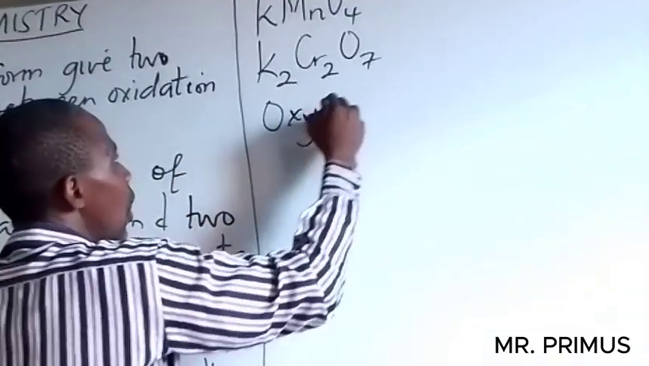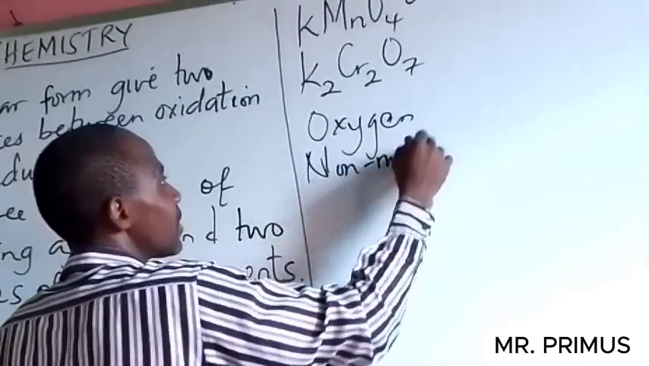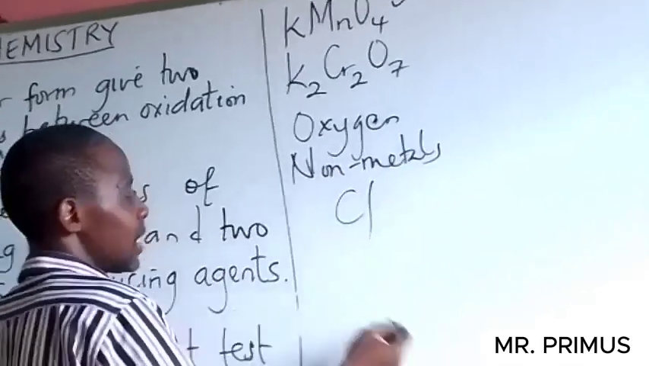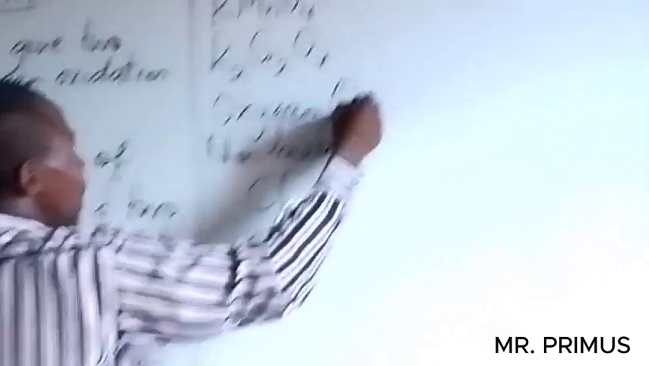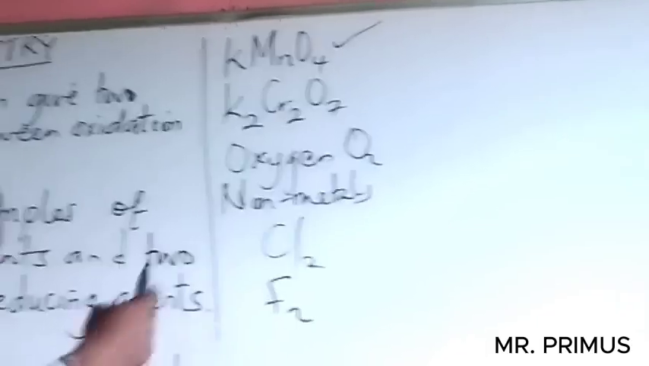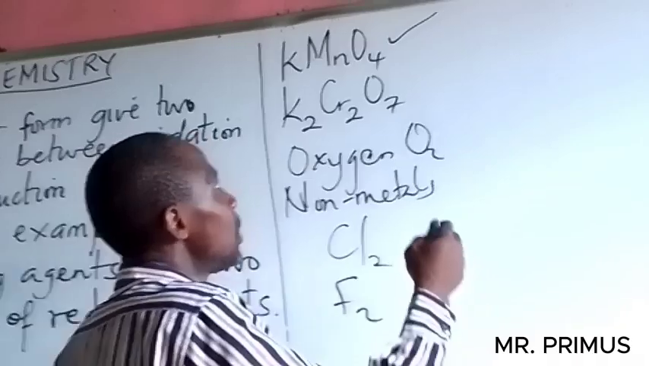All right. So this is an oxidizing agent. You also have oxygen as an oxidizing agent, and non-metals. Chlorine is an oxidizing agent. Chlorine molecule, fluorine molecule, oxygen molecule: these are oxidizing agents. They can carry out oxidation. Non-metals carry out oxidation.